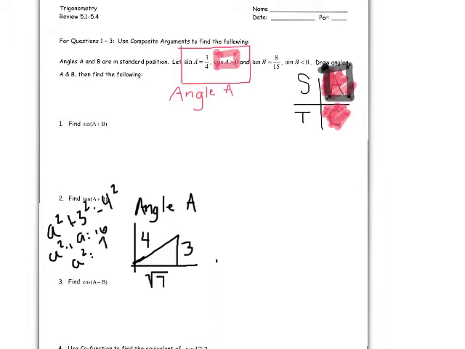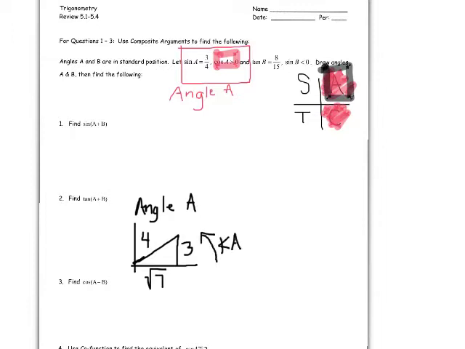And then it's a good idea just to check your negatives and positives. So I went to the right, that's positive. I went up, that's positive, and the hypotenuse is always positive. So all of this is angle A. So angle A is this picture. This represents angle A.